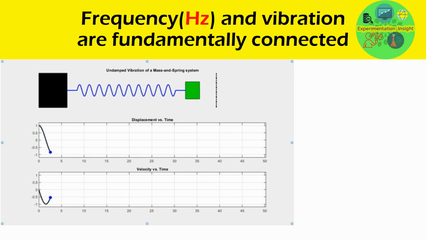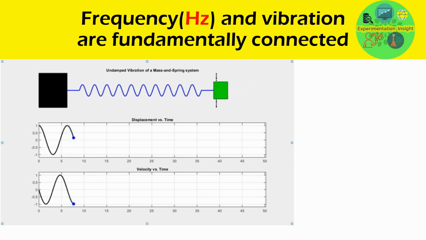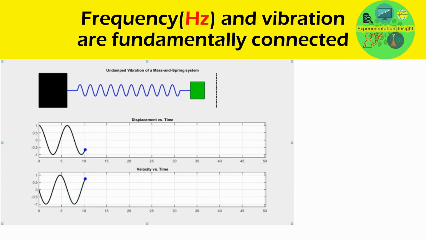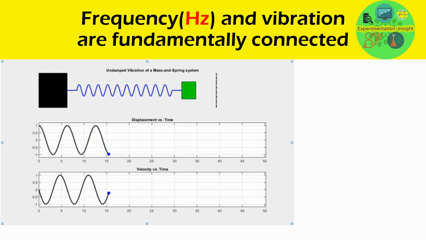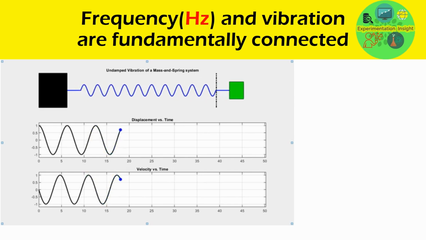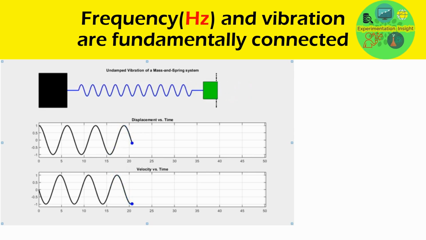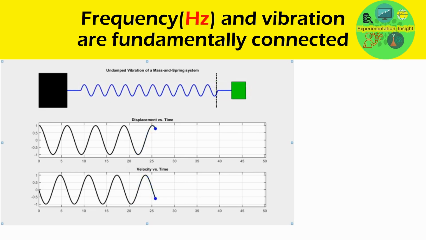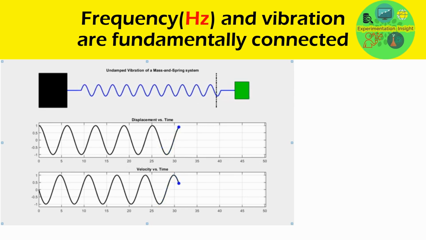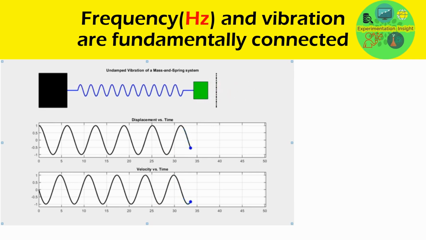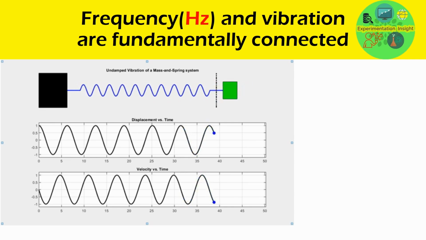In this video, we are going to see how frequency connects with the vibration phenomenon. Frequency and vibration are fundamentally connected. Vibration is a dynamic parameter, which is described as the back and forth motion of an object, and frequency is the measurement of how many times that motion repeats per second. A vibrating object completes cycles of movement, and the frequency quantifies the rate of these cycles per unit of time, typically measured in the unit of hertz. Therefore, a higher frequency means the vibration is faster, while a lower frequency indicates a slower vibration.